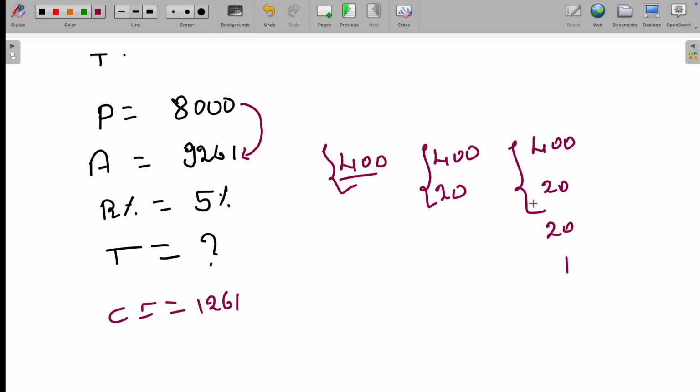Okay, whenever they ask time, just write down the tree till 1261 you want. You want compound interest 1261. Till that point you should write the tree. Once you add all the numbers, you will get 1261. Is it clear? Read it. Next, half yearly we will do. Last concept in this: half yearly and quarterly.